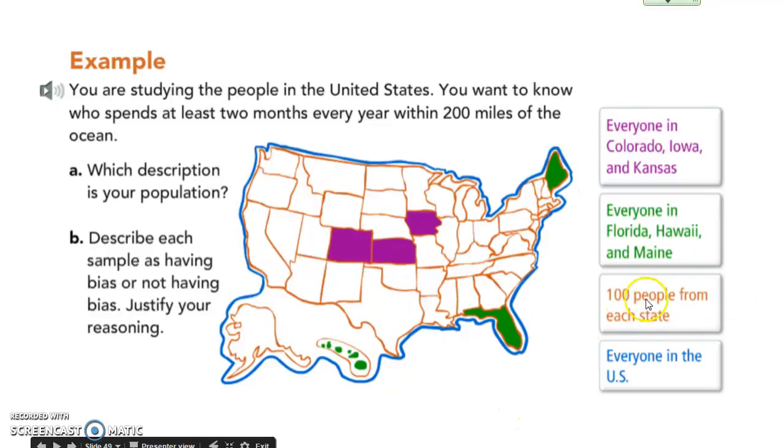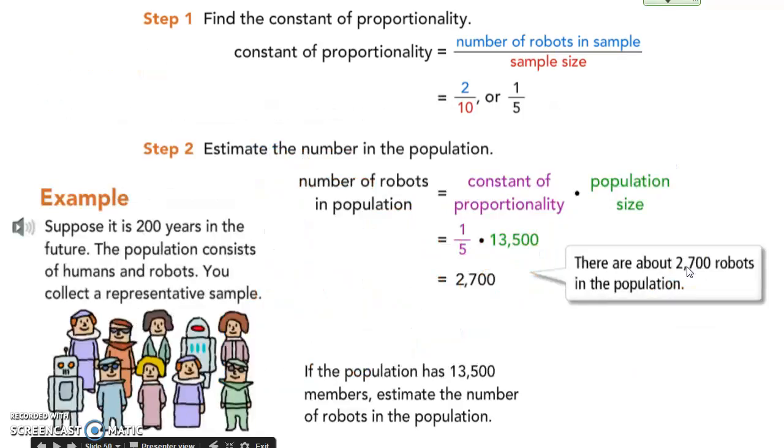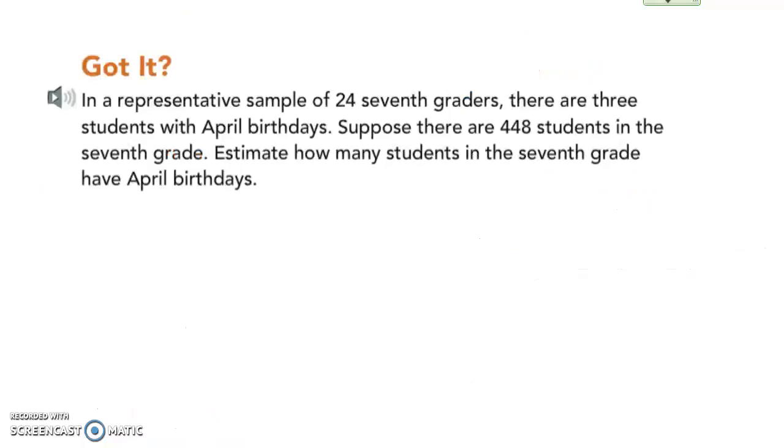The representative sample would be picking 100 people from each state. That way you're getting all 50 states. You're getting a yes or a no, I go to the beach. That would be a fair representative sample. And remember that we can set up a proportion to make predictions about a population.